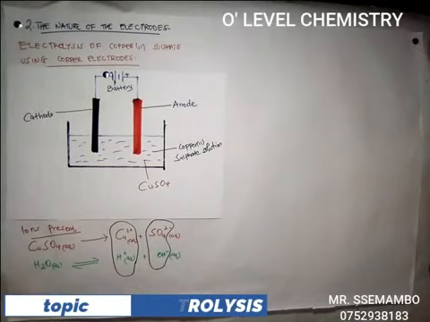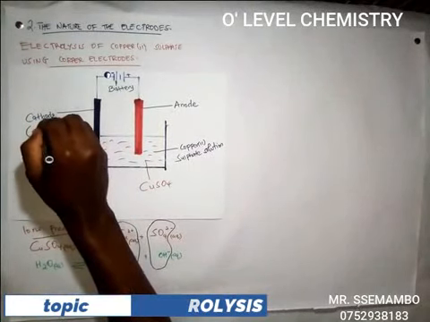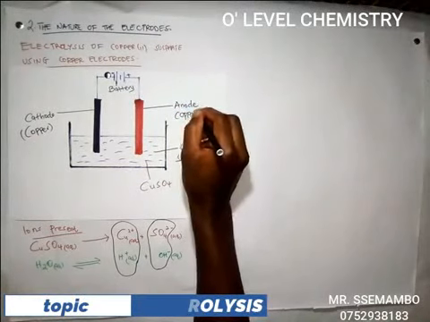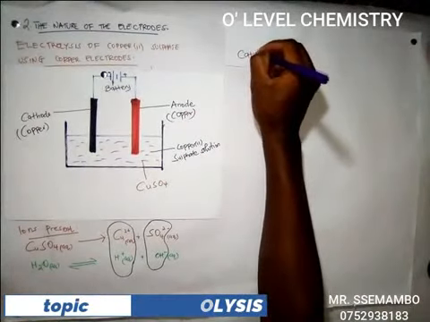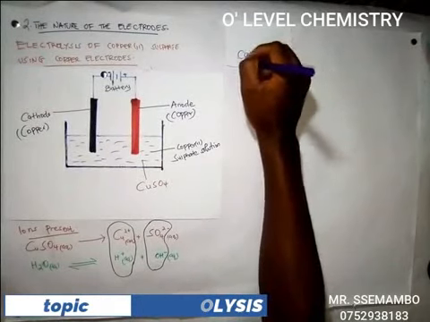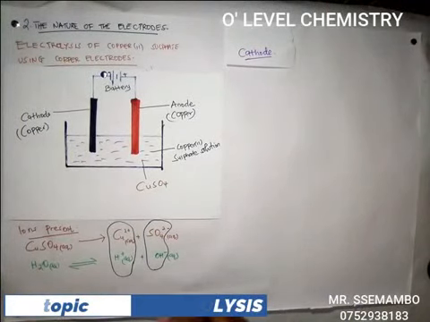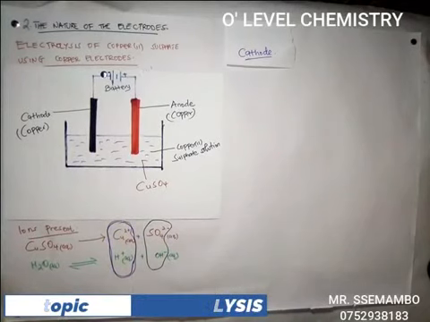But remember, this time round we are using a copper cathode and, at the same time, a copper anode. The electrodes have changed from graphite electrodes to copper electrodes. To the cathode, being that it is a negative terminal, of course the positive ions will migrate to the cathode.